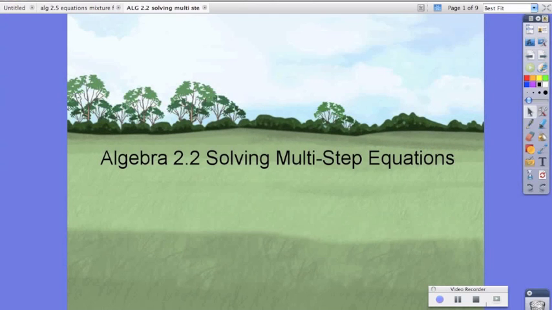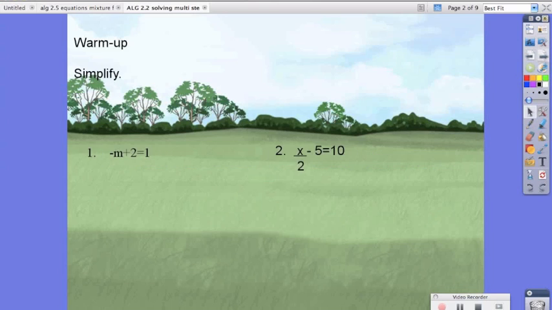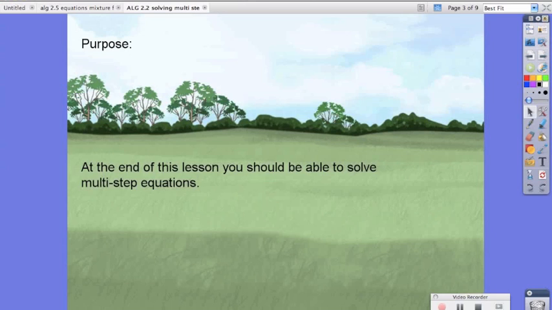Hello students. Today we're going to be working on solving multi-step equations, which in your book is Chapter 2, Section 2. Now, the purpose of this lesson is that at the end of this lesson, you should be able to solve multi-step equations.